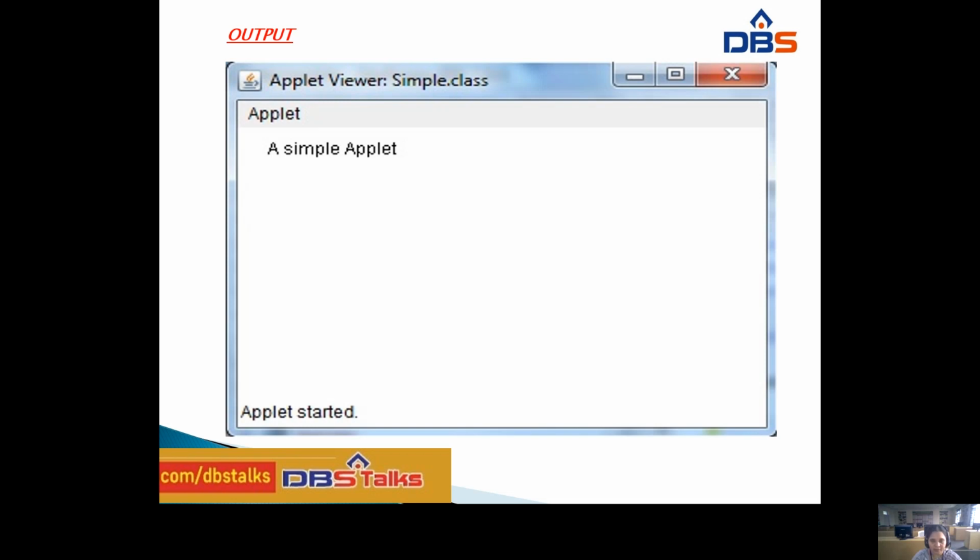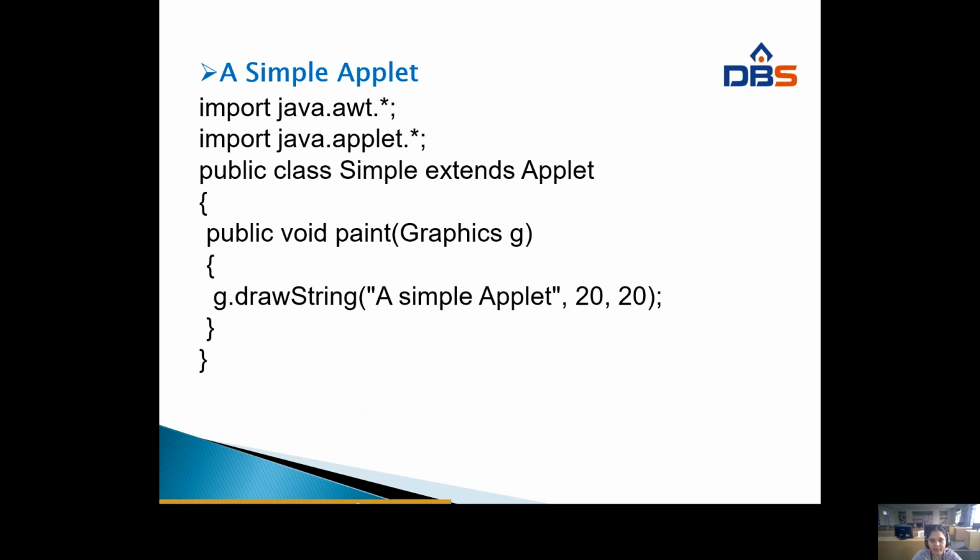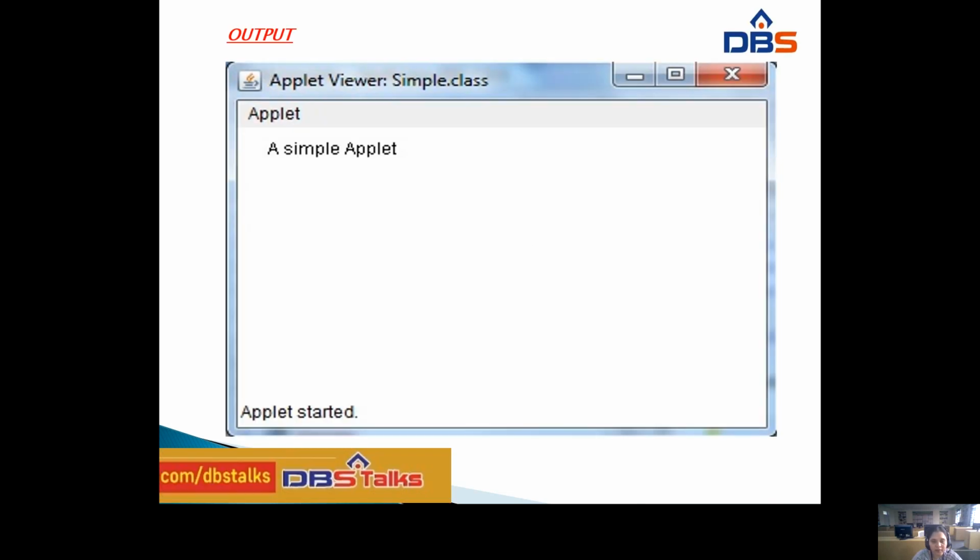What is that applet we created? Applet. In the applet, what text, what string are we printing? A simple applet. This is the height and width. Next, automatically we will get this alert, applet started. This is the way we will get the output.